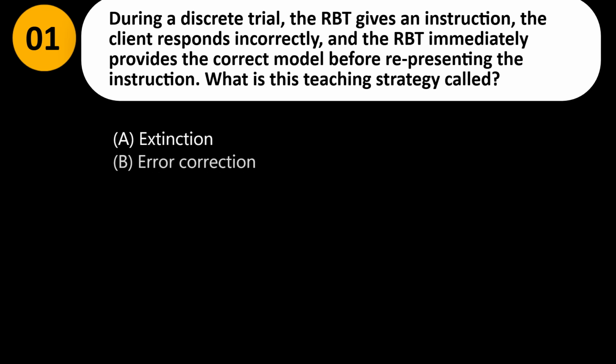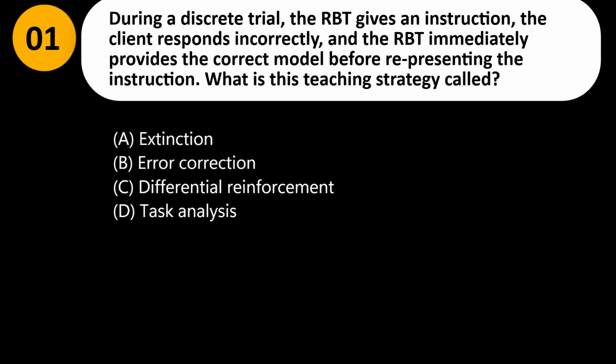During a discrete trial, the RBT gives an instruction, the client responds incorrectly, and the RBT immediately provides the correct model before re-presenting the instruction. What is this teaching strategy called? A. Extinction. B. Error correction. C. Differential reinforcement. D. Task analysis.